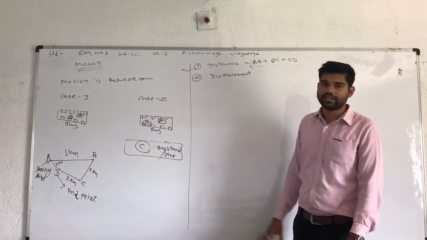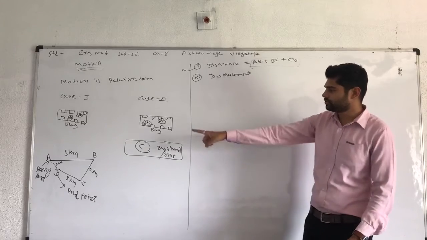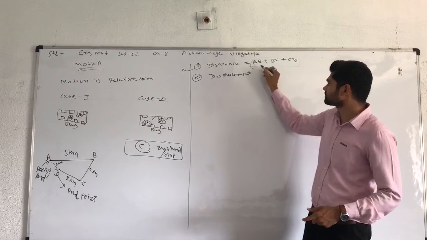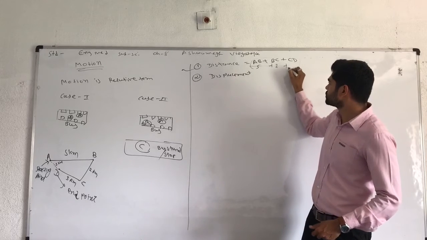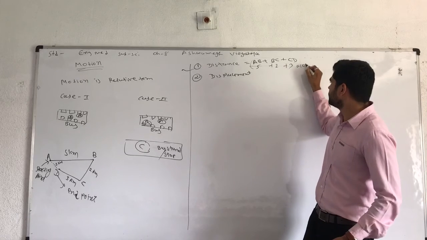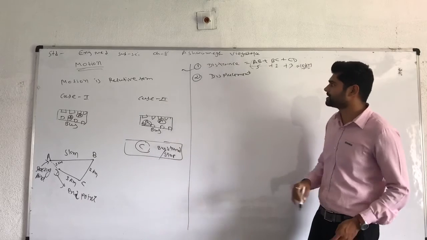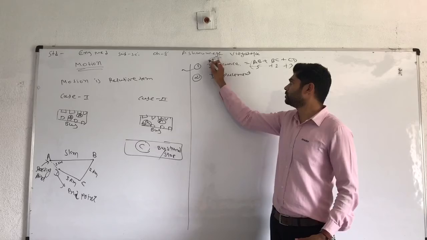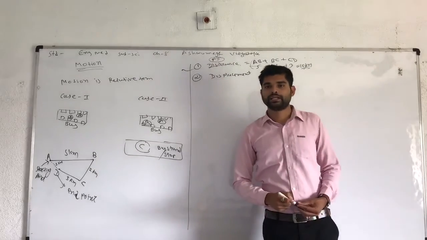So in this case, what is the distance? 5 plus 2 plus 3. 5 plus 2 plus 3 means 10 kilometers is our distance from point A to point D.